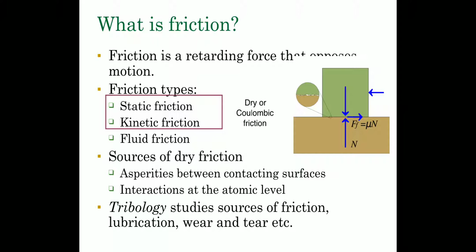Here we have two types of friction: static friction and kinetic friction. Static friction means the frictional force acting on the body which is at rest. Rest means impending motion: force is acting, but the body is not moving. It is just about to move. That time is known as impending motion, and the frictional force acting then is static friction.